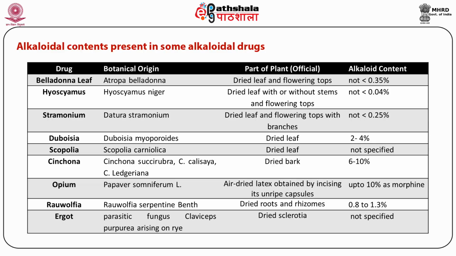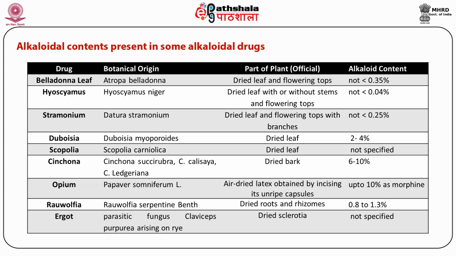Apart from these solanaceous drugs, we have other drugs like cinchona, which is obtained as the dried bark from Cinchona succirubra and contains 6 to 10% of total alkaloids. Opium is another drug, which is actually the dried latex obtained from the incisions on the unripe capsules of Papaver somniferum, and it contains not less than 10% of morphine.